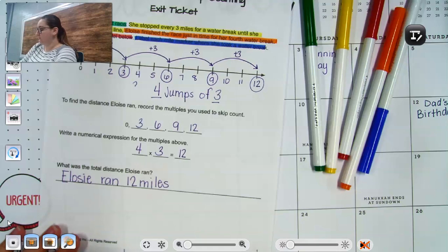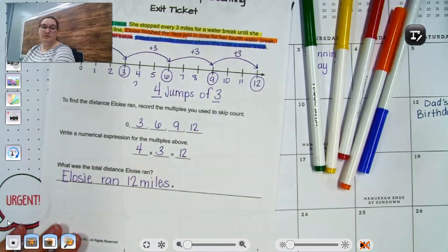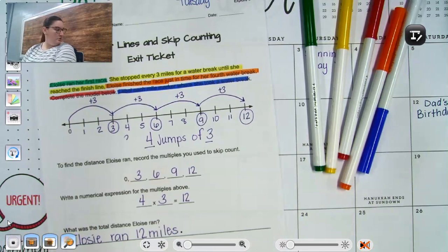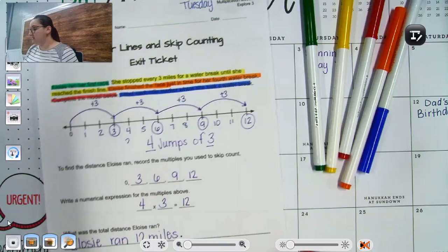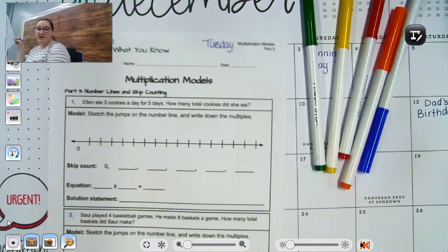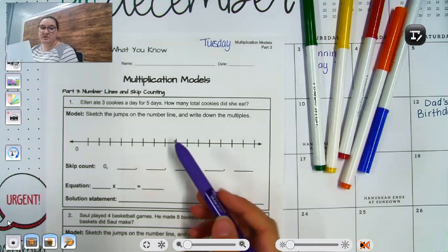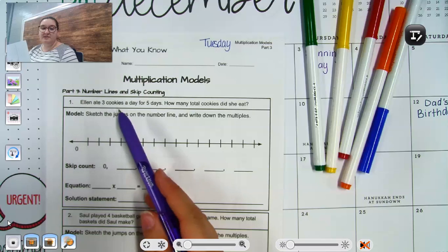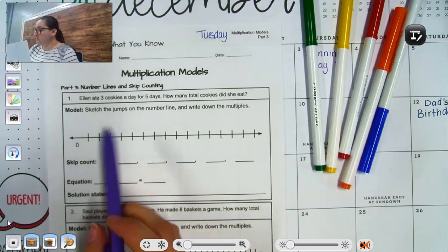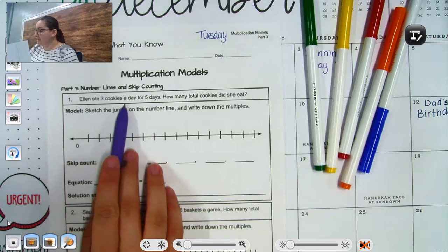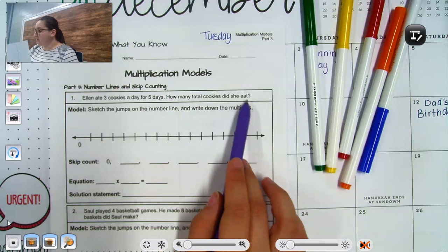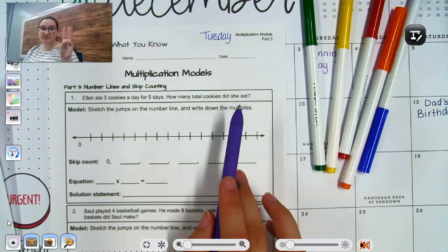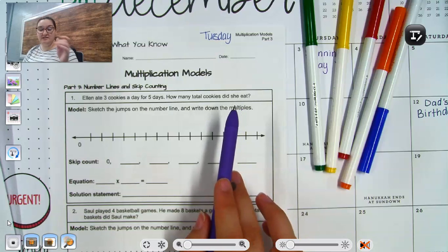Okay. You are going to show me the exact same thing. You're going to have your own problems to read. So let's look at the handout. It's Math Tuesday. It says multiplication models, part 3, number lines and skip counting. This one says Ellen ate 3 cookies a day for 5 days. How many total cookies did she eat? So each day she had 3 cookies for 5 days.